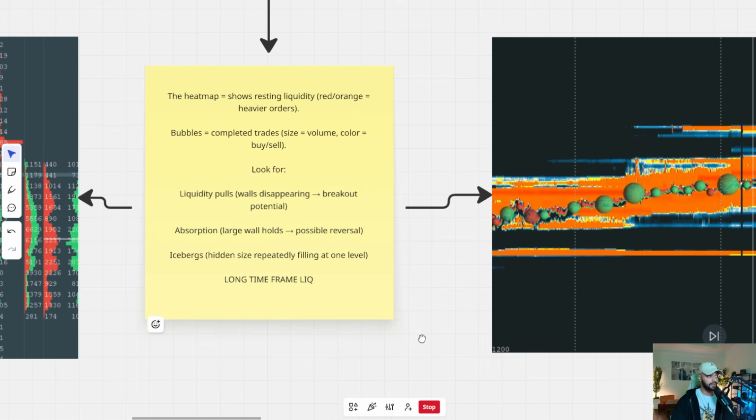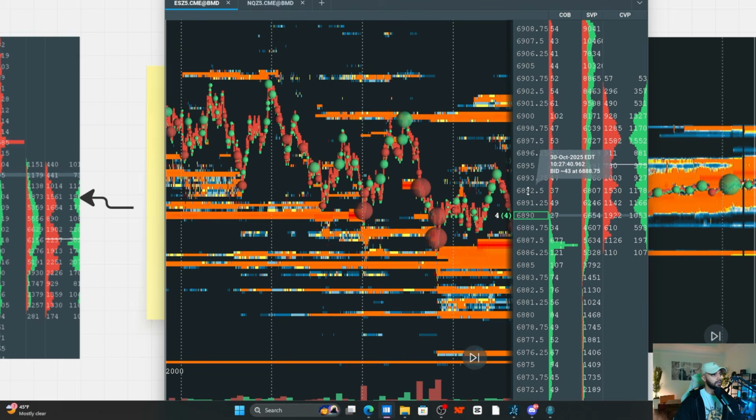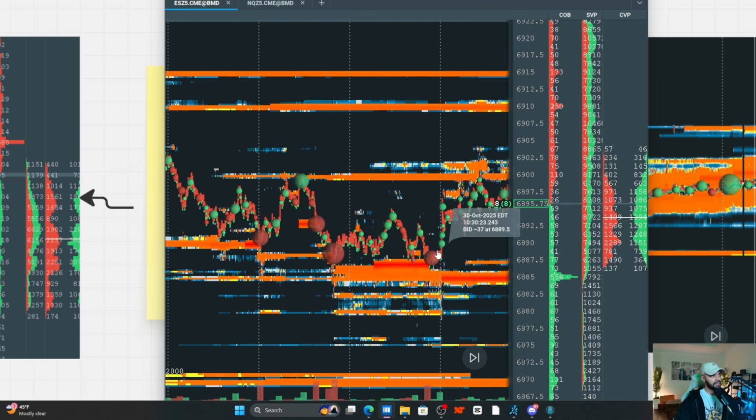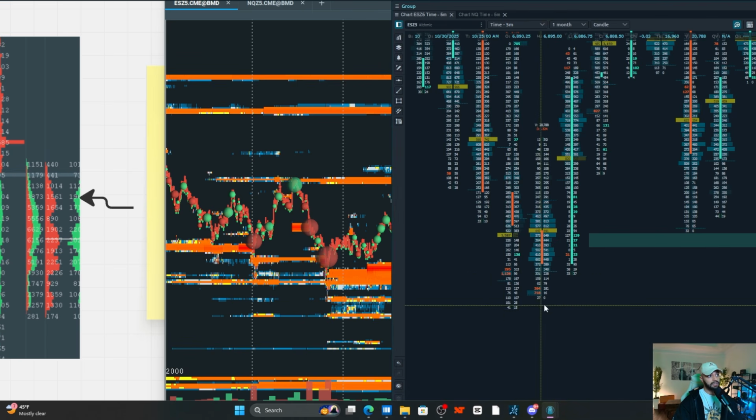But other things you can see: absorption, large wall hold. So basically what we saw today as well, we saw some absorption from sellers. You see a bunch of aggressive sellers hitting these passive buy offers, 87s. And what happens? There's more passive buyers than there are aggressive sellers. So it holds. All these offers get absorbed. And we can see that as well. We're going to get into the footprint charts here in a second. We can see all that absorption happening in the footprint charts as well.